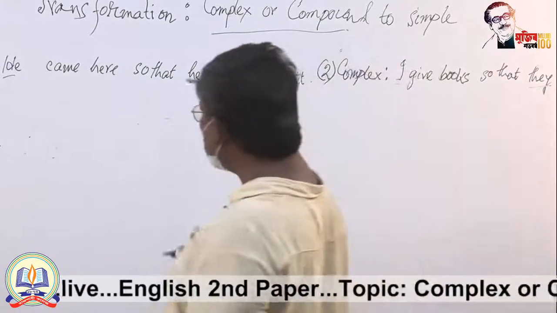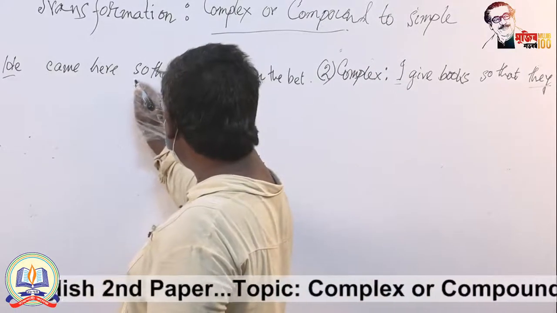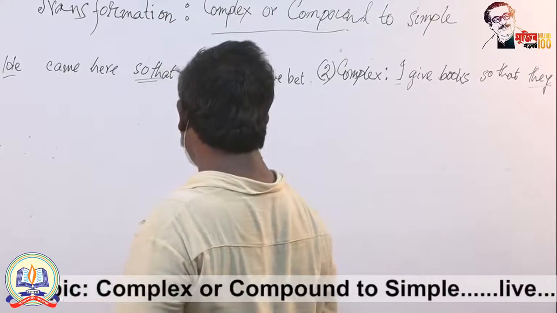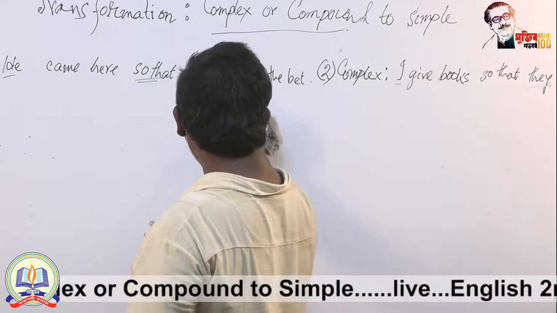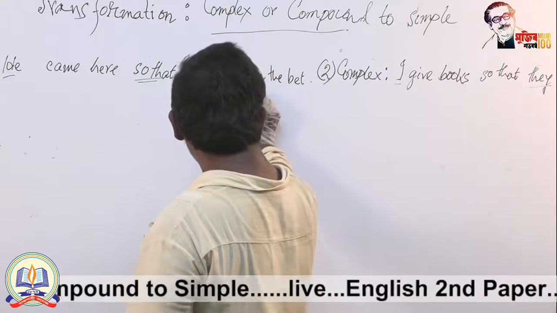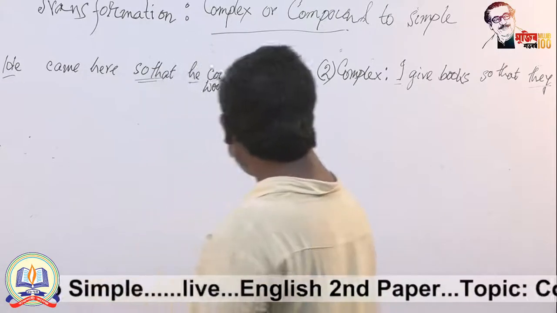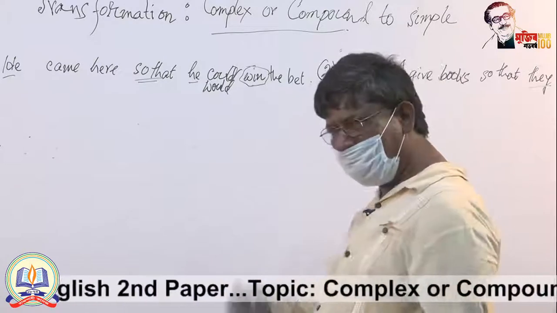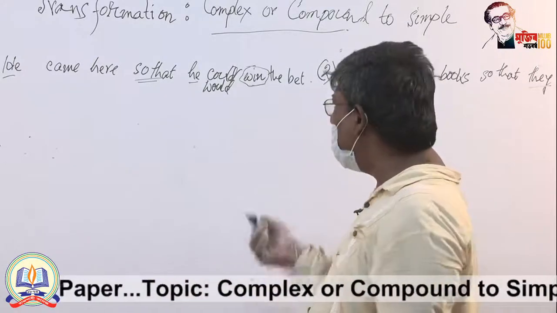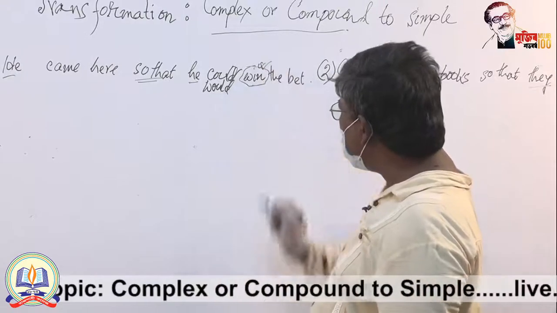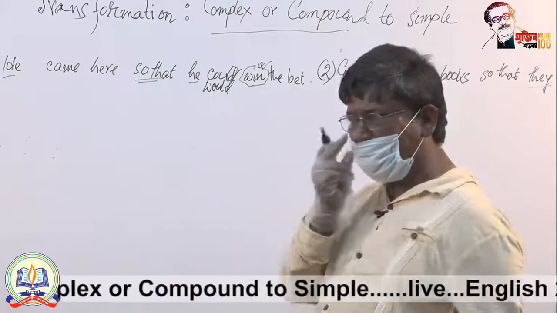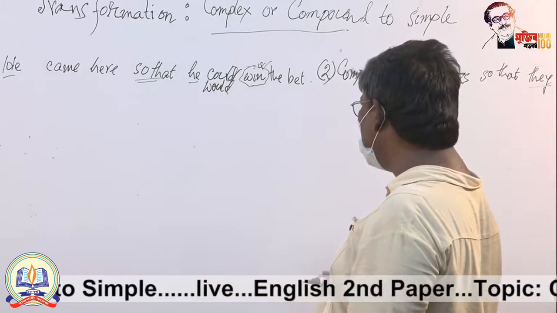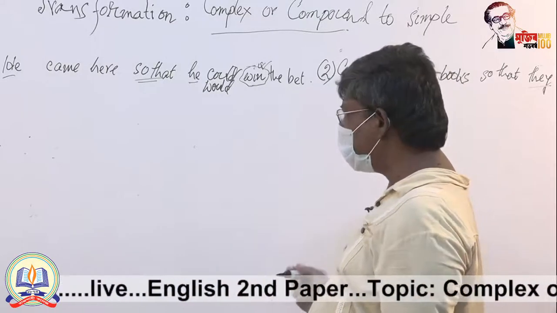Well, this is very simple. You simply replace so that with the preposition to and make the finite verb of the subordinate clause an infinitive. Infinitive is also a non-finite verb. When you have changed the finite verb into a non-finite one, you have lessened a clause in the sentence, and thus it has become a simple sentence.